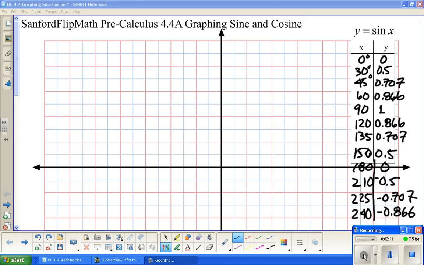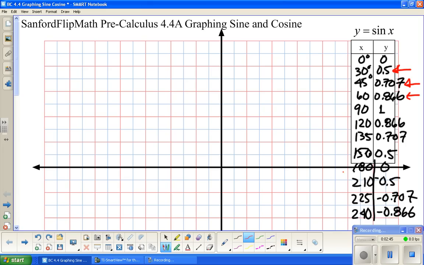As we look down the list, please understand that the numbers in the y-value column are the same numbers we've been working with. The only distinction is that instead of writing 1/2, I'm writing 0.5. Instead of writing square root of 2 over 2, I'm writing 0.707. The real reason I'm doing this is so that it's easier to graph. I want to be able to plot these points, and it's hard for me to picture where the square root of 2 over 2 goes, or the square root of 3 over 2.